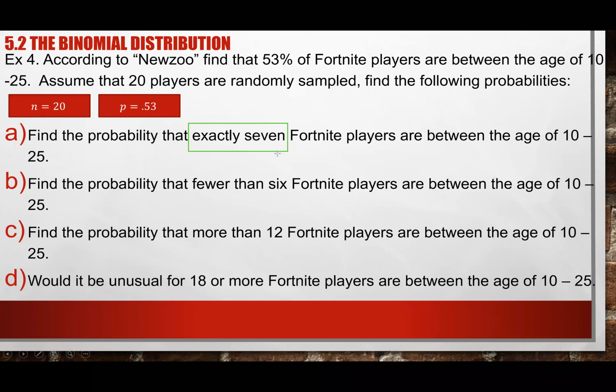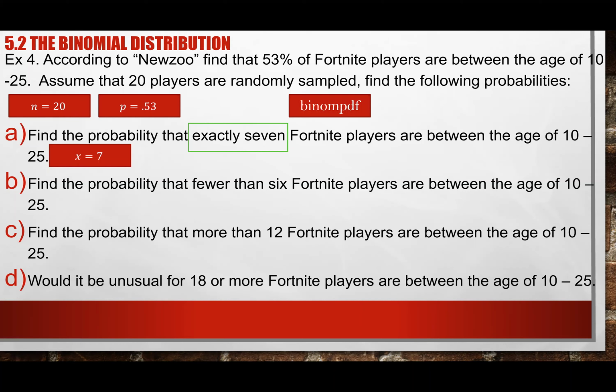Now, the first question they ask is to find the probability of exactly 7. Well, for exactly 7, what is my endpoint? My X is 7, exactly whatever value they give you, that's your X. Now, because it's exactly 7, at one particular point, we know that we have to use the PDF because it's only at that number.